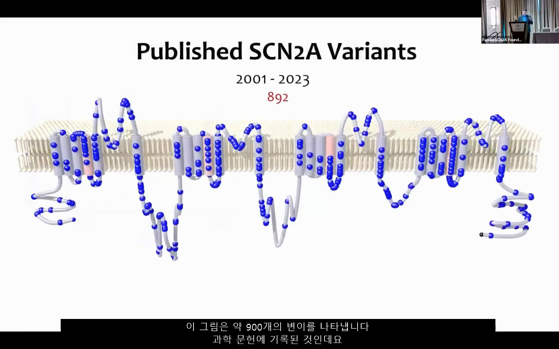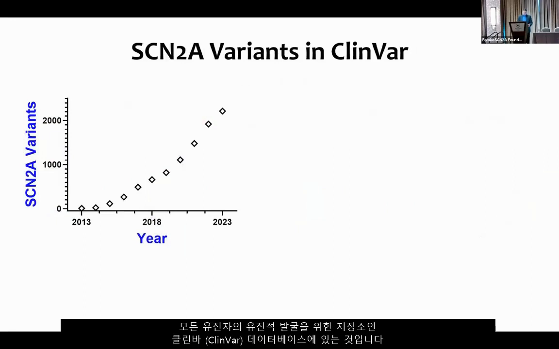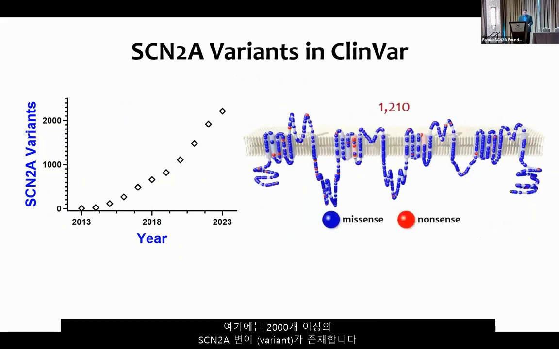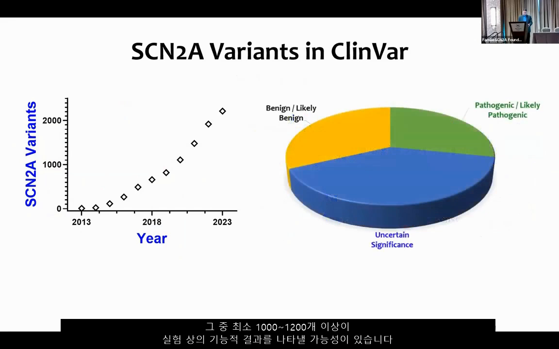This drawing here simply represents the nearly 900 variants that have been just reported in the scientific literature. In the ClinVar database, which is a repository for genetic discoveries in all genes, there's over 2,000 SCN2A variants. And in that group, there's probably at least 1,000, maybe over 1,200, that could potentially have some functional consequence that could be determined experimentally.